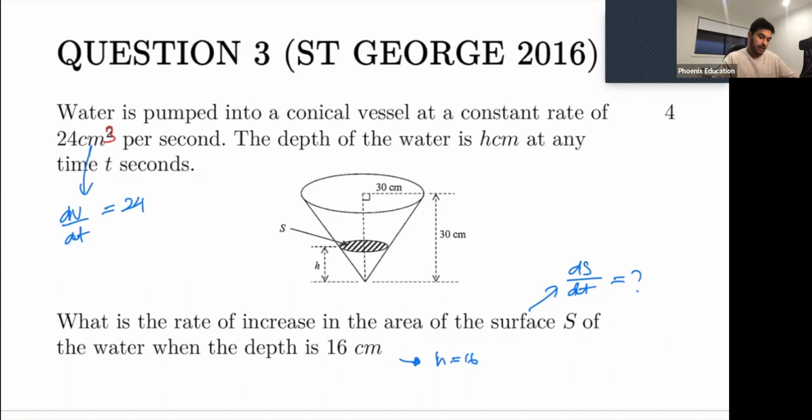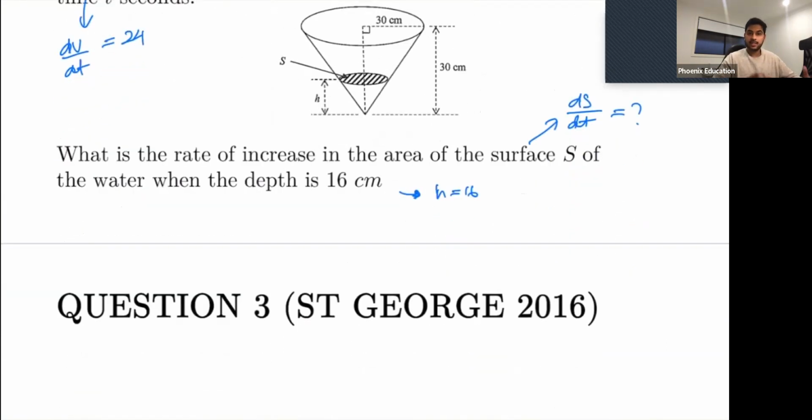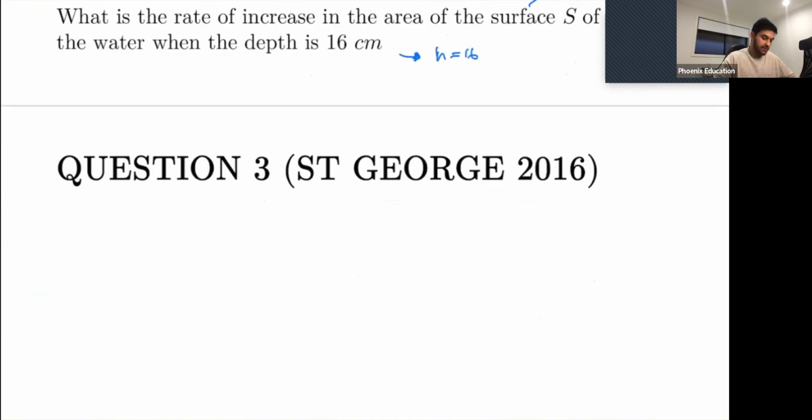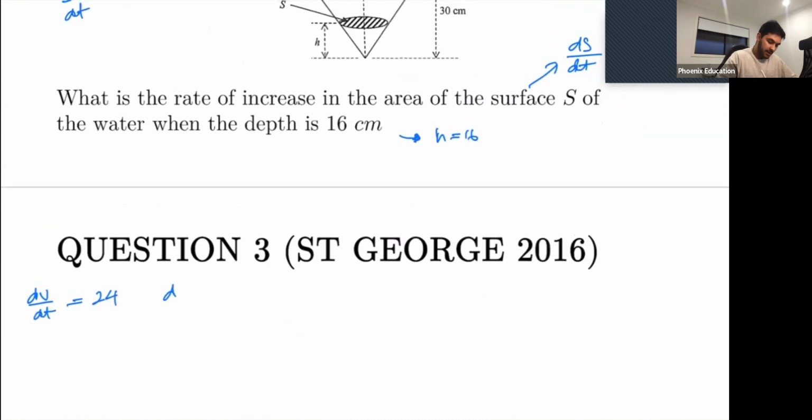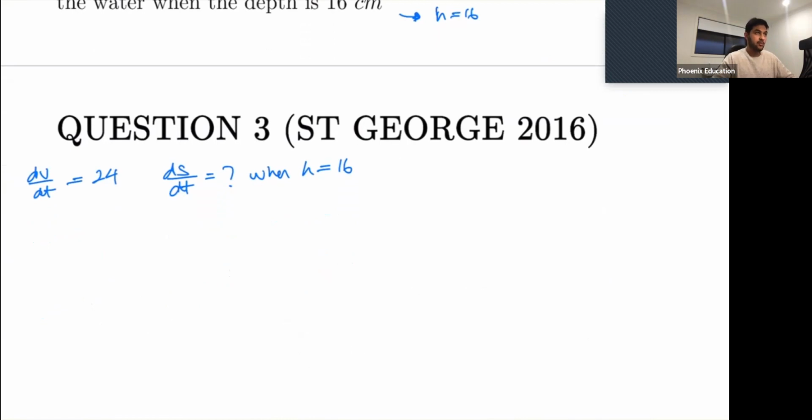All right. So let's try to assemble this and see what things we have and what things we need to figure out. So we have been told what dV on dt is. This is 24, so I'll write that in. And they want us to work out what ds on dt is, when h is equal to 16. Okay, so this is pretty much all we have to go off with the information directly from the question.